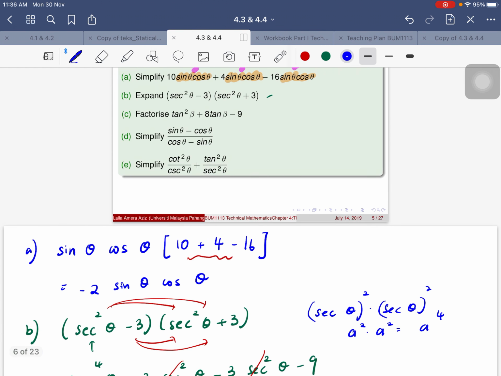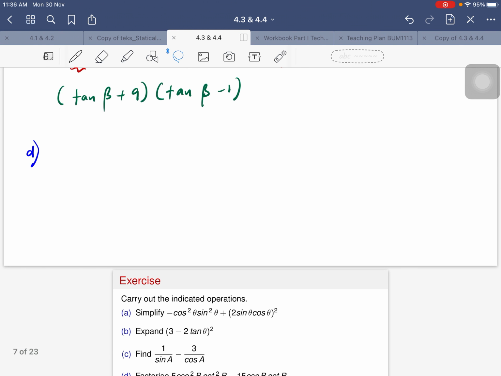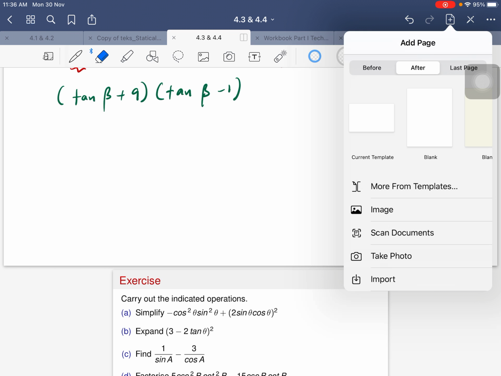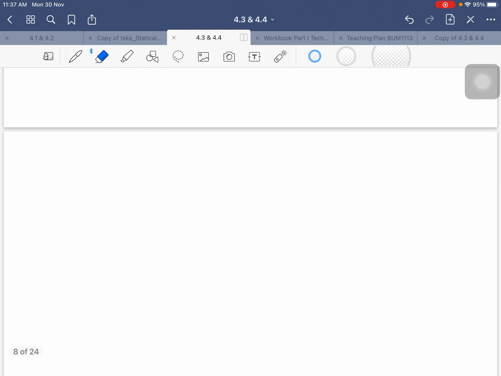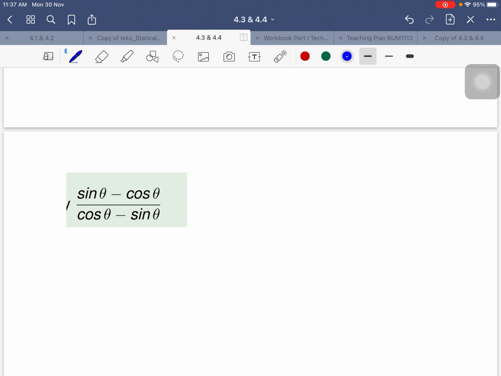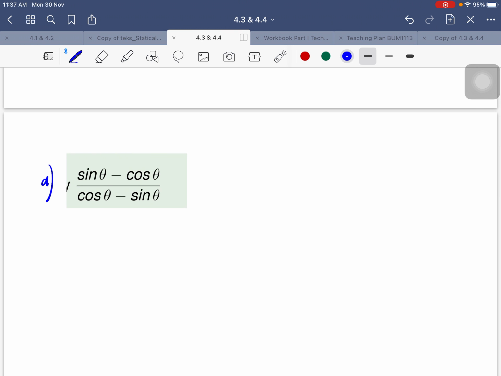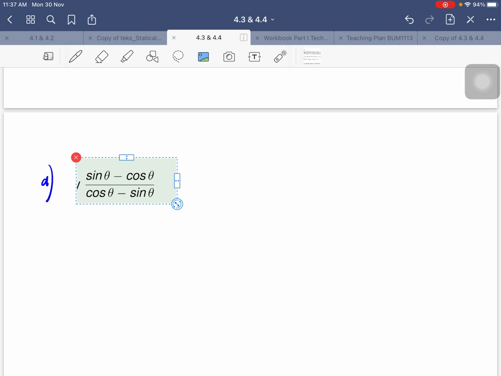And then for D, we are going to simplify this. So let me copy this. And let's add another page instead. Okay, so this is going to be for question D. We are supposed to simplify this. I have sine theta minus cos theta over cos theta minus sine theta. So let me make it a bit smaller. I think this is kind of too big.